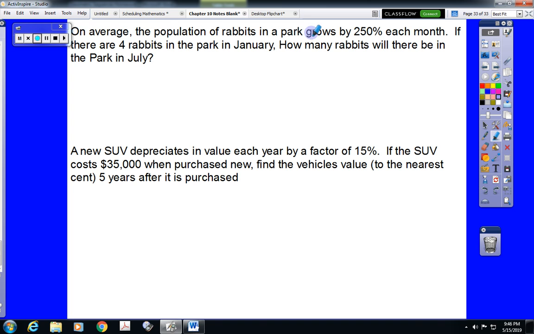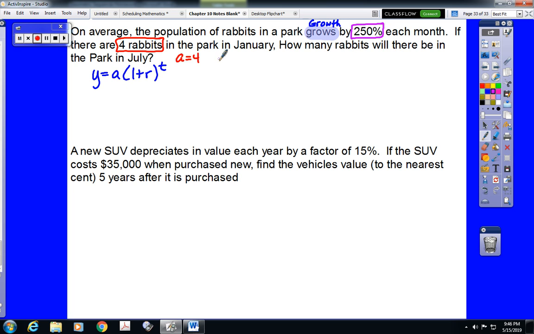So we see the word grows. I hope that means everyone recognizes this as being a growth equation, meaning that we are going to have y equals a times 1 plus r to the t for our equation. We need an initial value for rabbits in the park. That would be the 4. So a equals 4. We need a rate. There is a 250% rate of growth.